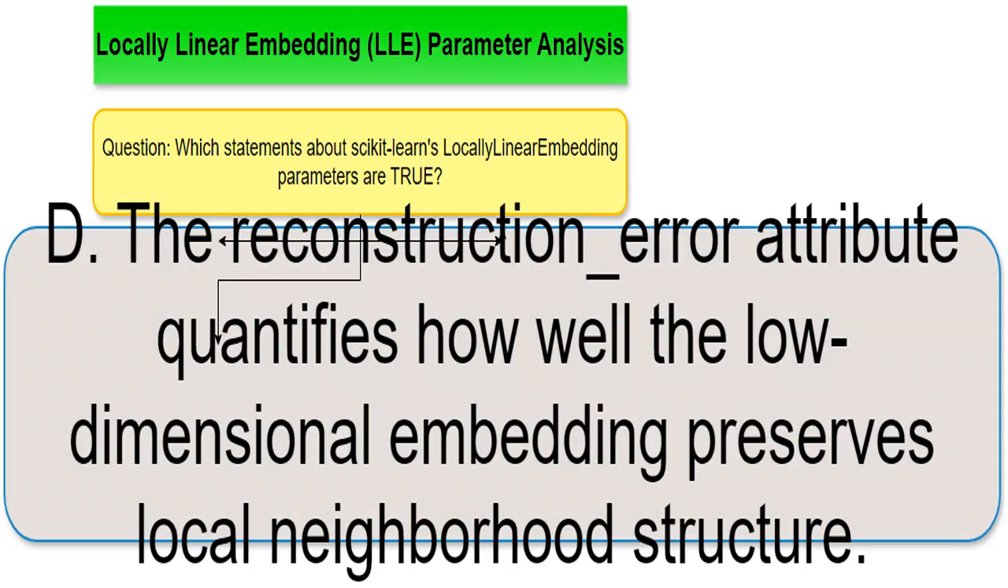The `reconstruction_error_` attribute of the fitted LLE model is a valuable metric. It tells you how well the lower dimensional representation maintains the relationships between data points in the original higher dimensional space. A low reconstruction error indicates that the local neighborhood structure is well preserved. It's a useful way to evaluate the quality of your LLE embedding.